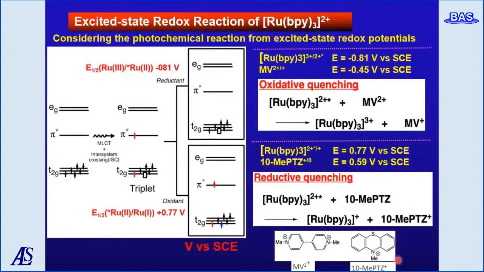Now, the absorption and emission of Ru(bpy)3 2+ can be quenched by various electron donors or acceptors in solution. Depending on the donor and acceptors, there are 2 quenching mechanisms. One is oxidative quenching, which occurs in the case of methyl viologen, as shown here. On the other hand, reductive quenching occurs in the excited state in the case of methyl phenothiazines.